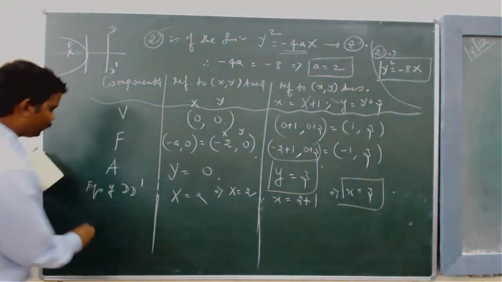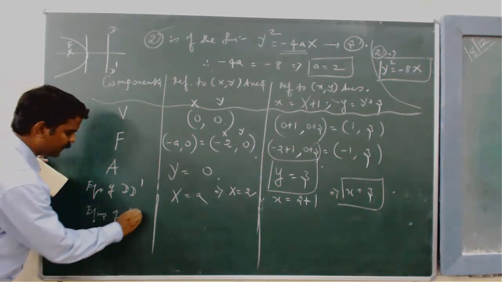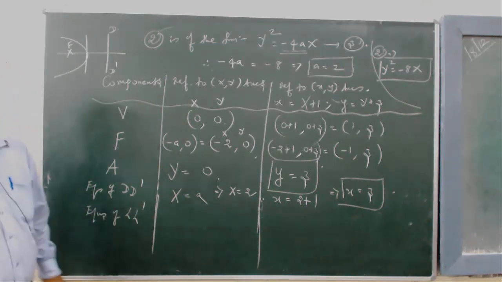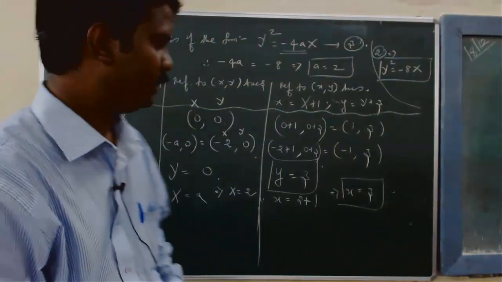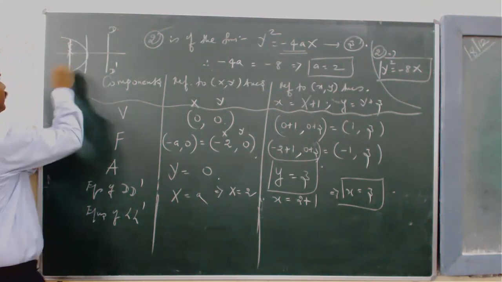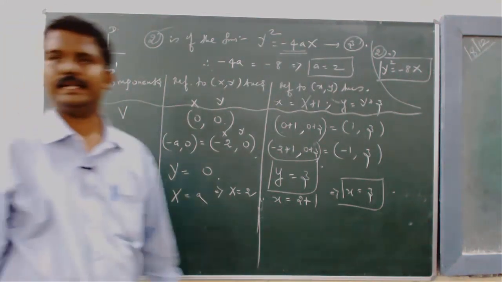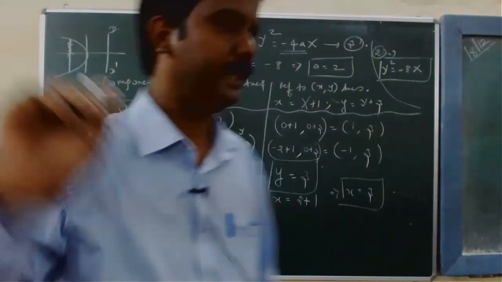Next, we have to find the equation of what? Latus rectum. I told you about latus rectum the other day. We will shortly call it LL dash. Understood? What is the equation of latus rectum? What is a latus rectum? It is a chord passing through the focus and perpendicular to the axis of symmetry.